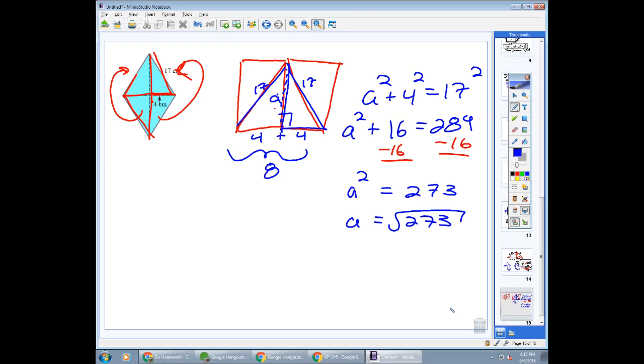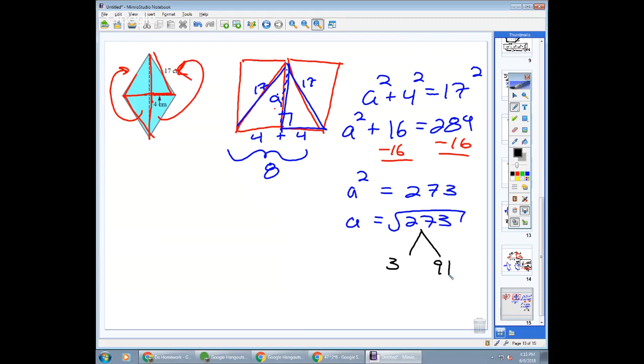Yeah, so to simplify this right here, we just do a factor tree on it. So what divides into 273? Let's see, 2 doesn't, but I think 3 does. How many times does 3 go into 273? 91. 91, okay. So 3 times 91.